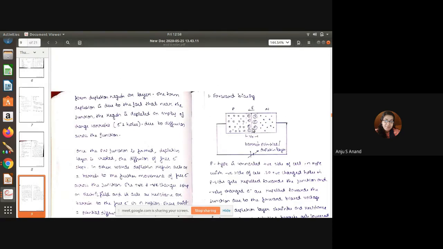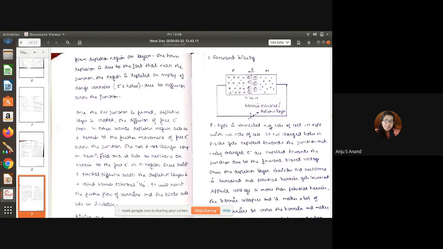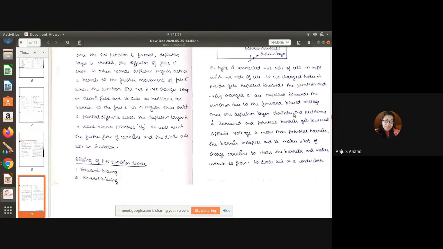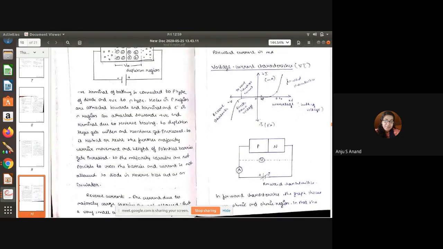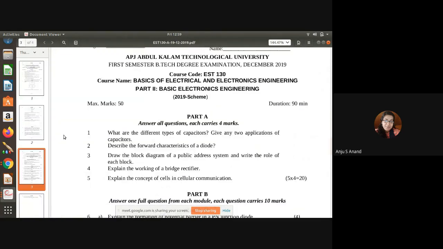And what was the working during forward biasing condition? The width of the depletion layer gets reduced, so the conduction takes place. That was the current conduction, and the curve comes in this region, that is positive voltage, forward biased voltage condition. The characteristic graph is of this type. You have to mention that graph also for this particular question, forward characteristics of a diode.